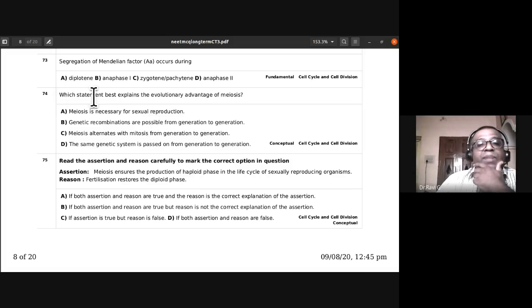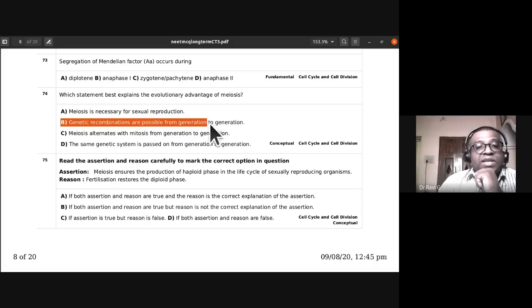Which statement best explains the evolutionary advantage of meiosis? Meiosis is necessary for sexual reproduction. Genetic recombinations are possible from generation to generation. This is the best answer that describes meiosis. The ultimate aim of meiosis is to see that genes are recombining from generation to generation. So that is the best evolutionary advantage of meiosis. The other statements are all not appropriate.